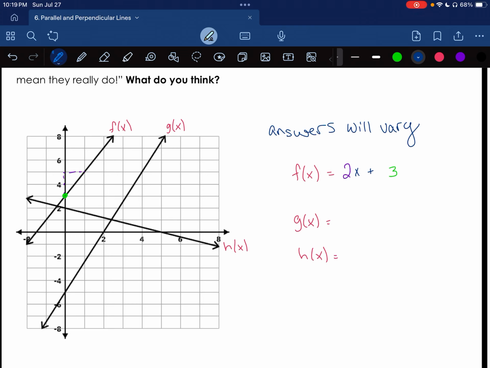All right, now let's look at g of x. G of x has this y-intercept here at negative 5. Its slope, let's see, it's going up 5 over 2.